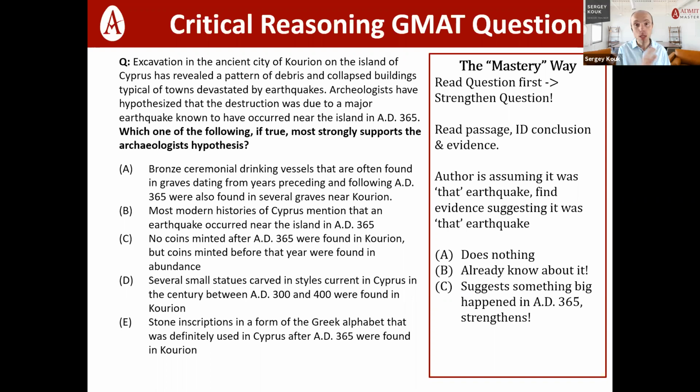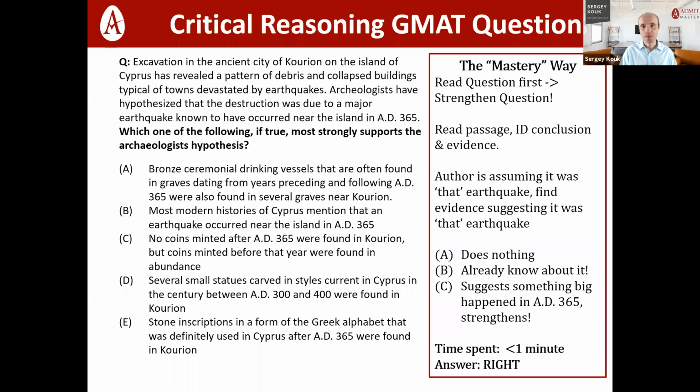We were asked to strengthen the conclusion, not to prove it. So we don't need to be 100% sure. We just need to be more sure than we were before. And that is why once we found the answer choice that does that, we can actually stop. We don't even have to read D and E, and we can get this question right.